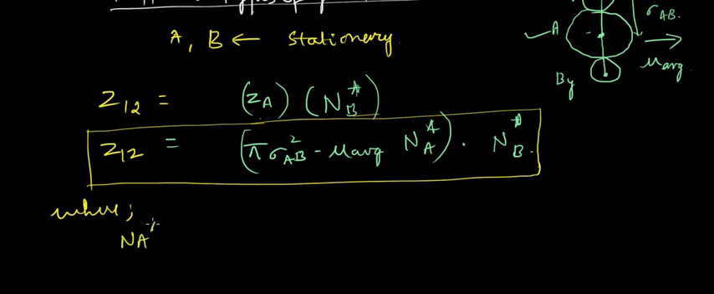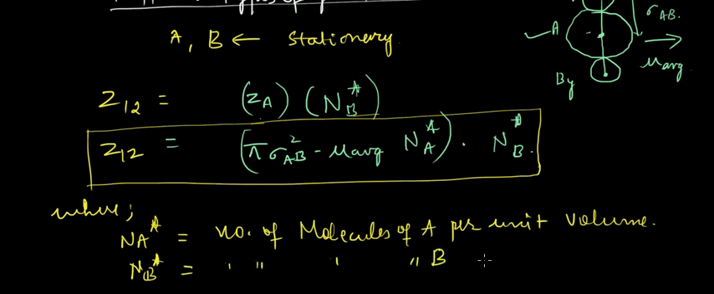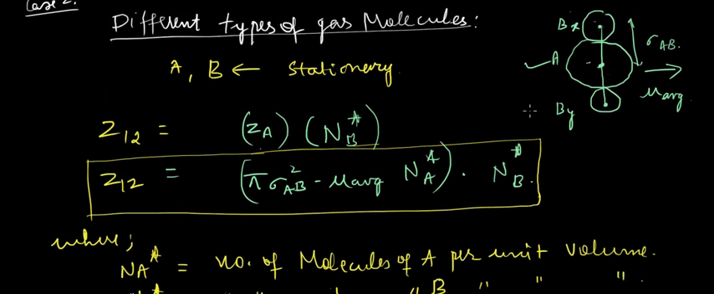Where Na star is the number of molecules of A per unit volume, and NB star is again the number of molecules of B per unit volume. Volume would remain the same because the volume considered is the volume of colliding particles.